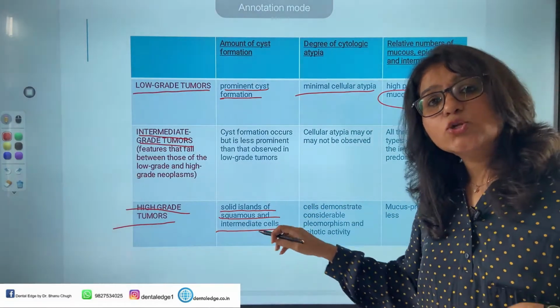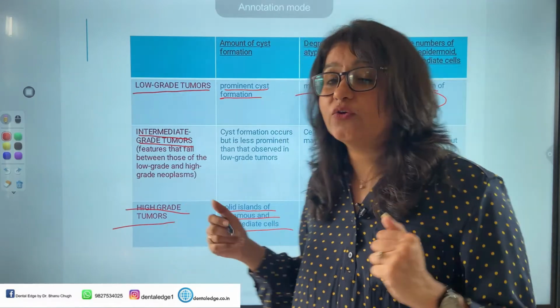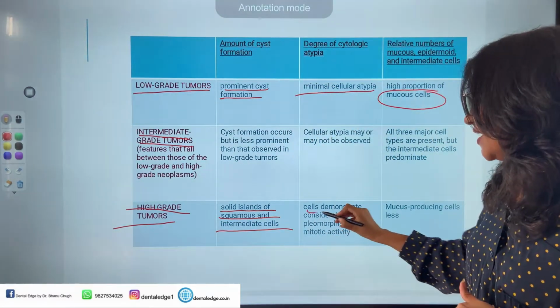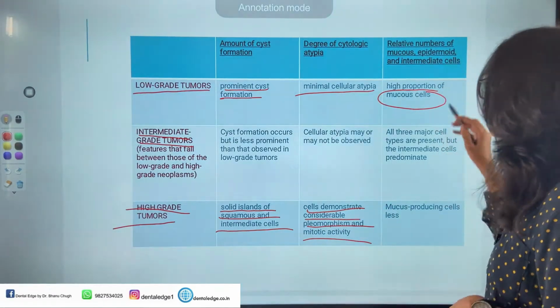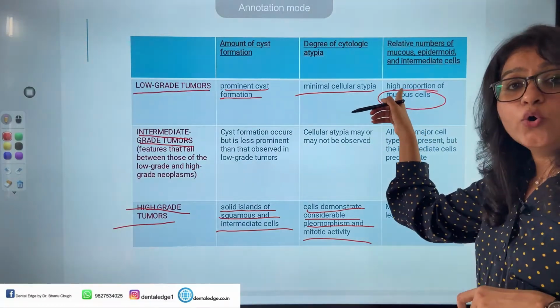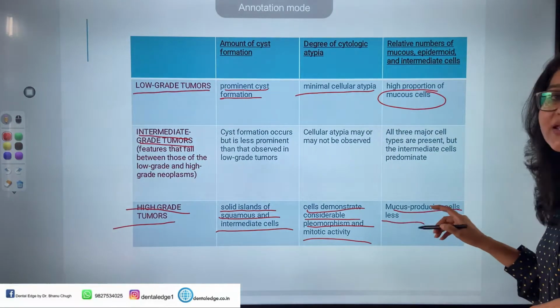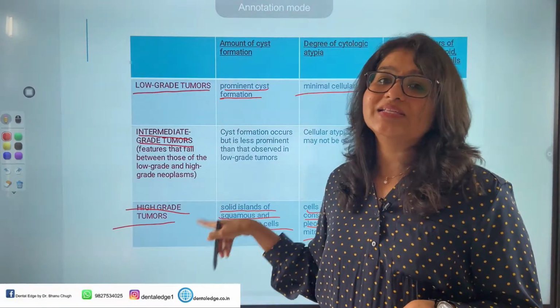Again, it's a high grade tumor, so there will be maximum cellular atypia, pleomorphism, mitotic activity. So in this case, as opposed to the low grade tumor, cells demonstrate considerable pleomorphism and mitotic activity. And I told you mucus cells in low grade were maximum, in this they are minimal, right? So mucus producing cells are very few. What are the predominant cells? Intermediate and the epidermoid cells, right?